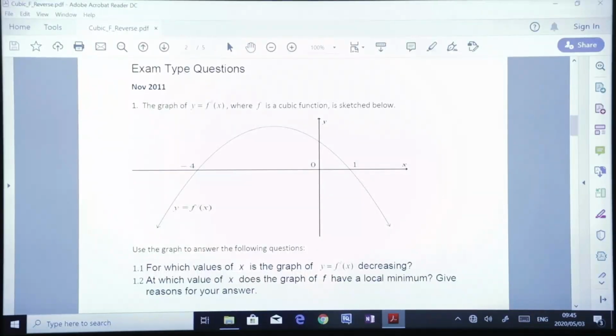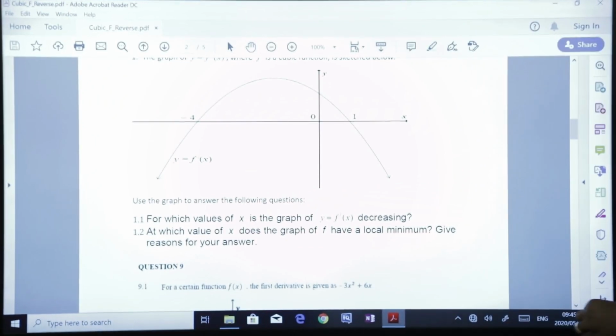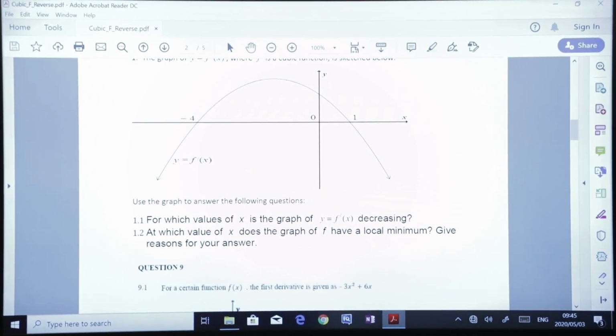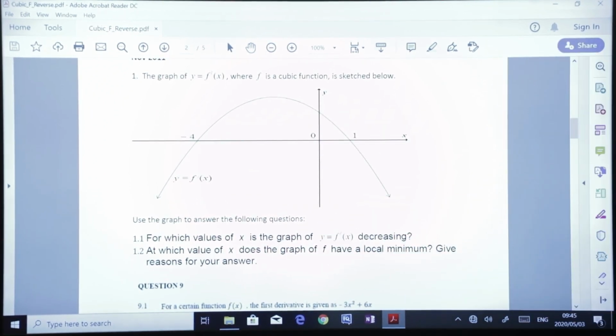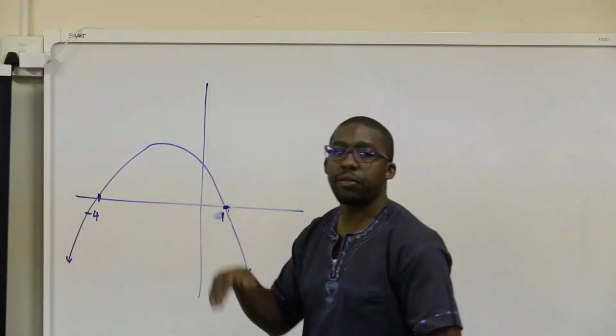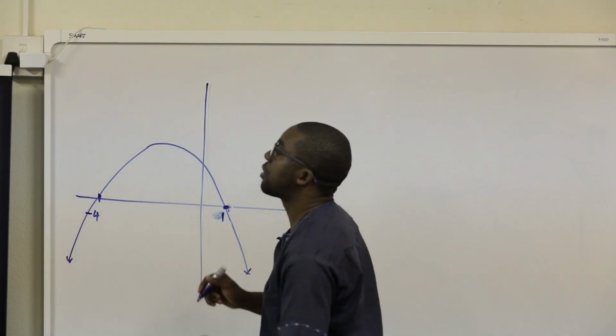The graph of y prime, where f is a cubic function, is sketched. Use the graph to answer the questions that follow. For which values of x is the graph of y equals f decreasing? Decreasing means the function was going down. Then this is happening around the turning point of the graph.